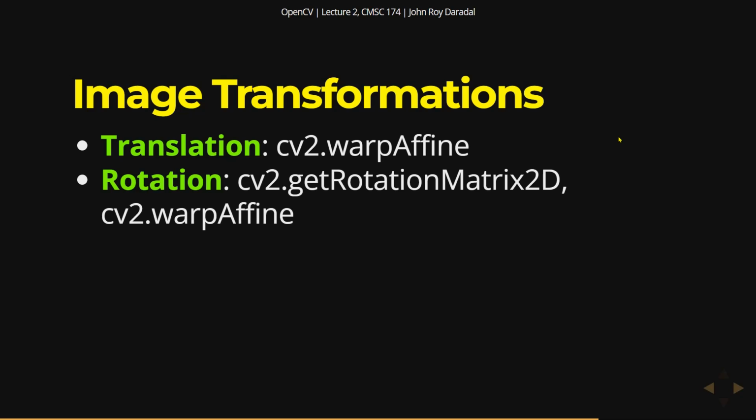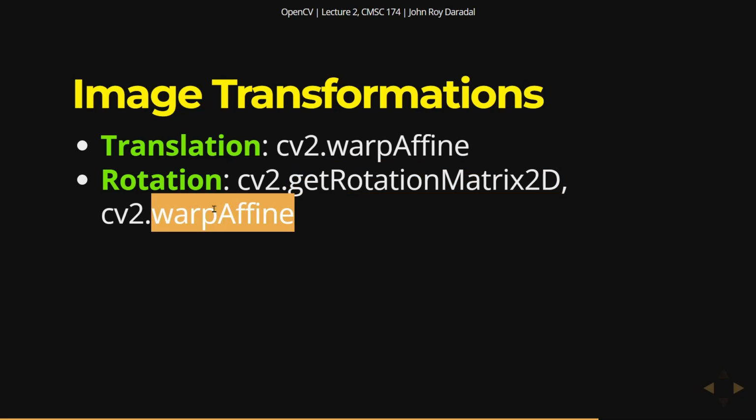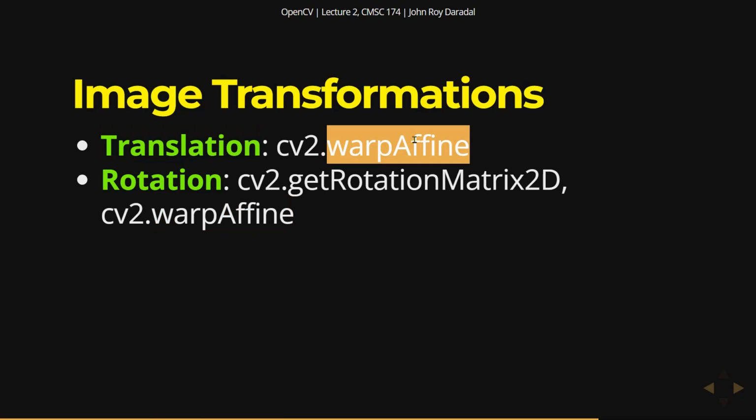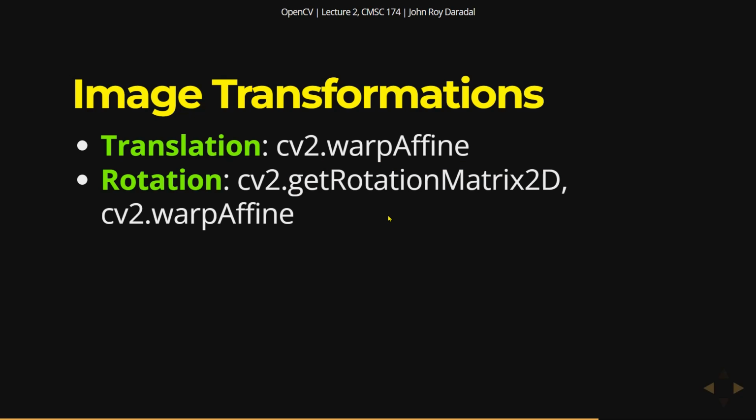Rotation, of course, is when you rotate the image. First you need to use get rotation matrix 2D to get the rotation matrix, and then you'll also use warp affine, because these are just affine transformations. We won't get into the details of what affine transformations are, but basically you need a matrix for the affine transformation. For the translation, you can build it manually, but for rotation, you need to use get rotation matrix 2D, so that it will compute the rotation matrix for you.